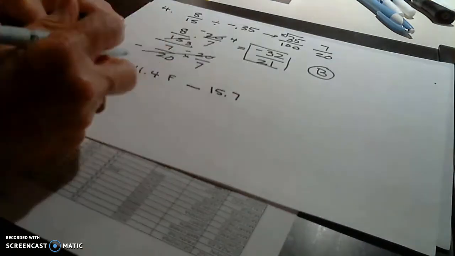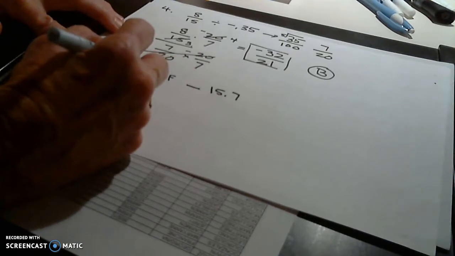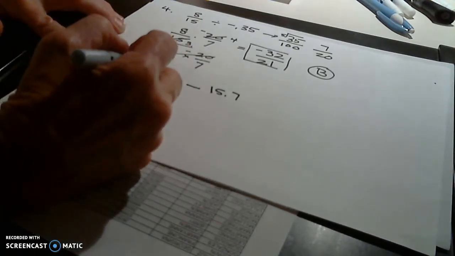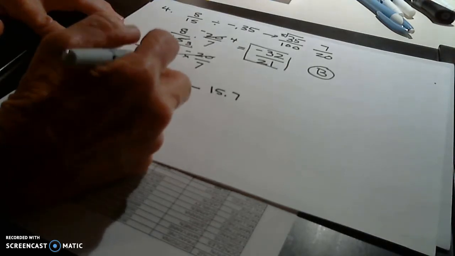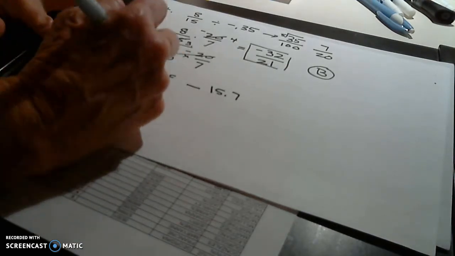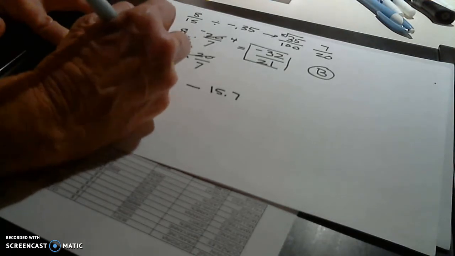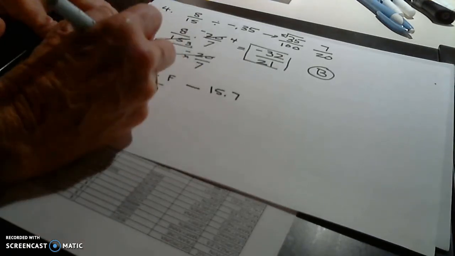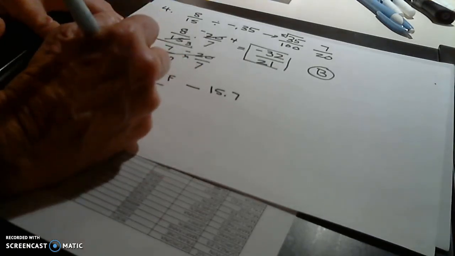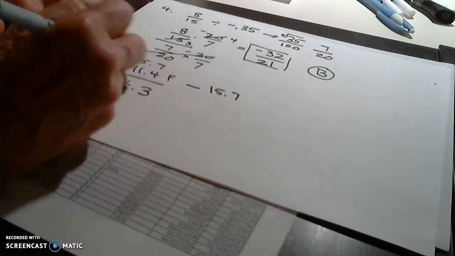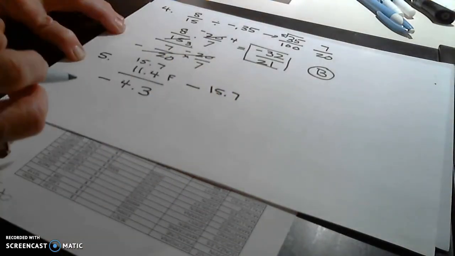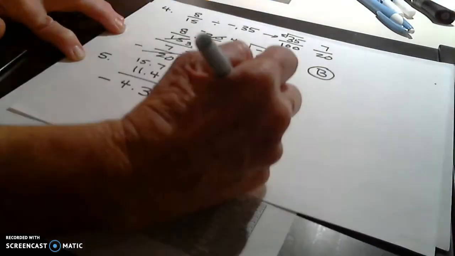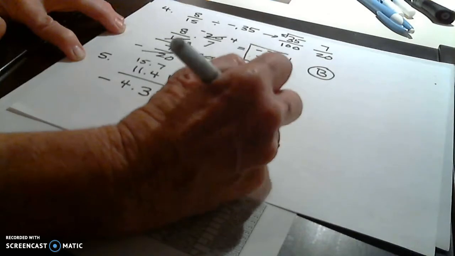All I need to do really is just subtract 15.7 from 11.4. Since 15.7 is bigger than 11.4, I know my final answer is going to be negative. So what I'll do is just subtract 15.7 from 11.4, and I get 4.3, but my degrees are negative. So it is negative 4.3 degrees Fahrenheit, and my correct answer is A.